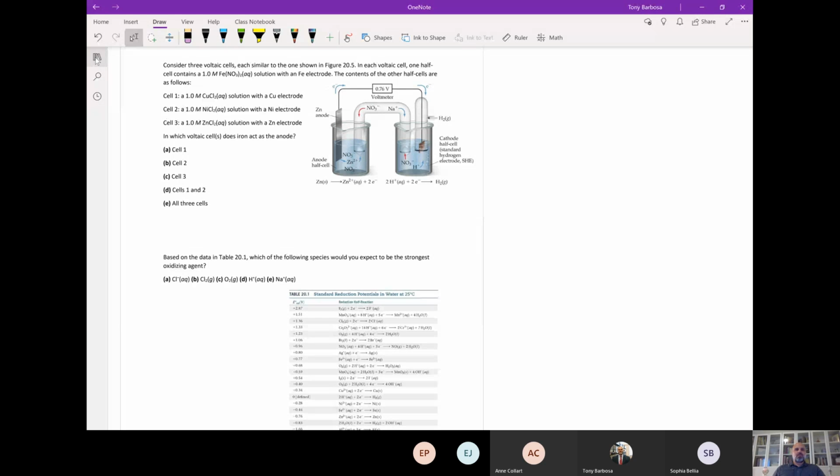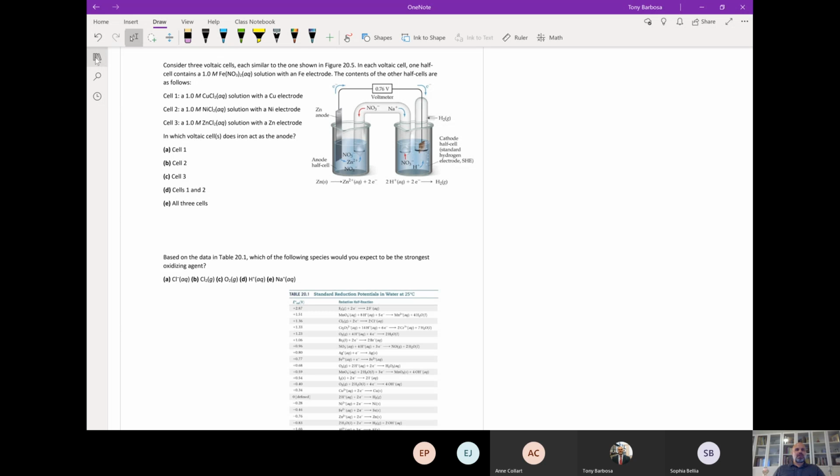In each voltaic cell, one half cell contains a 1.0 molar iron nitrate aqueous solution with an iron electrode. Contents of the other half cells are as follows. In cell 1, we have a 1 molar copper chloride solution with a copper electrode. In cell 2, we have a 1 molar nickel chloride solution with a nickel electrode. Cell 3, a 1 molar zinc chloride solution with a zinc electrode.